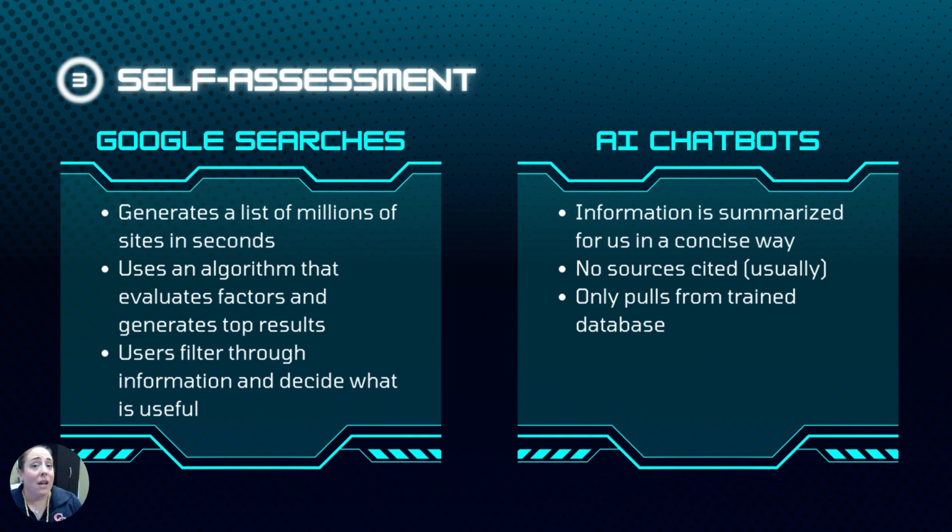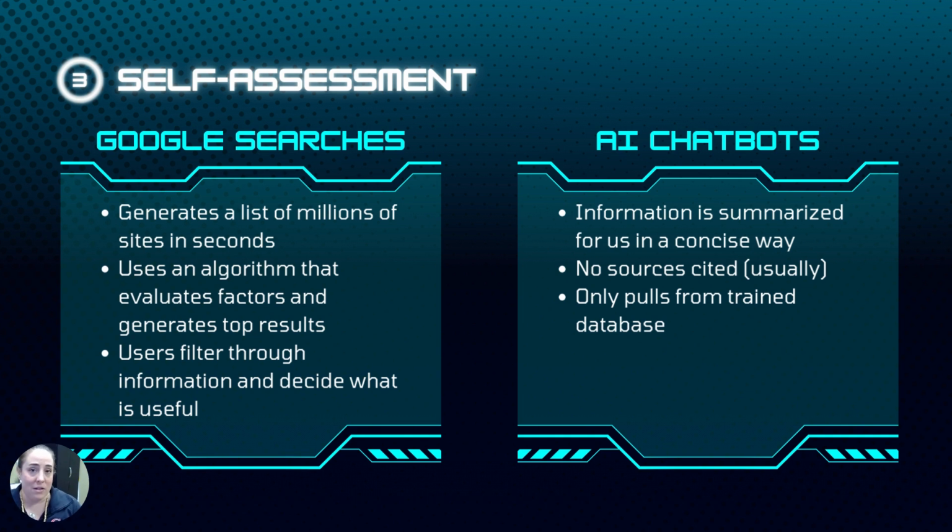So then we have to go through those results and we have to filter through the information and decide what is useful for us. A chatbot is different. Chatbots are based on a database. Those databases are loaded by humans, and anything that's not included in that database is not going to come up in a chatbot result. So they can only work with all of the information that they have loaded into those databases.